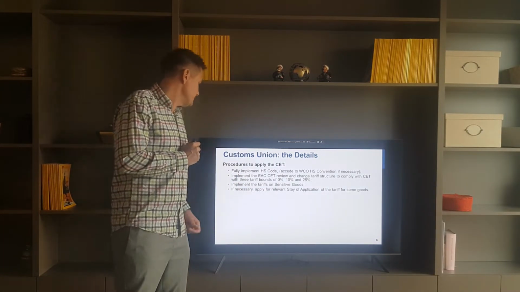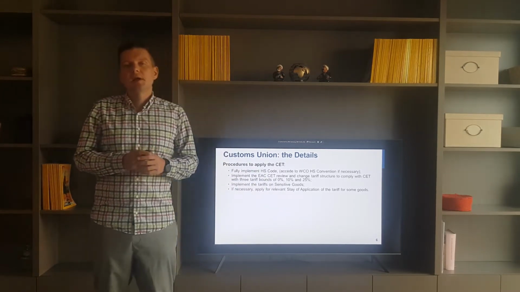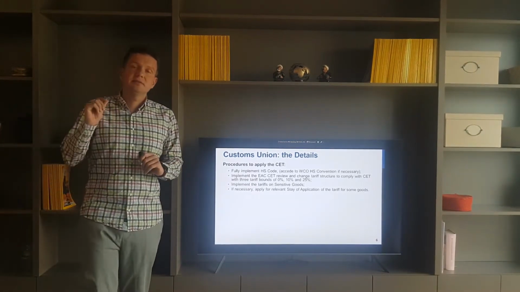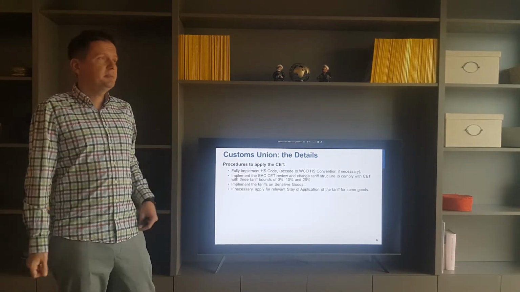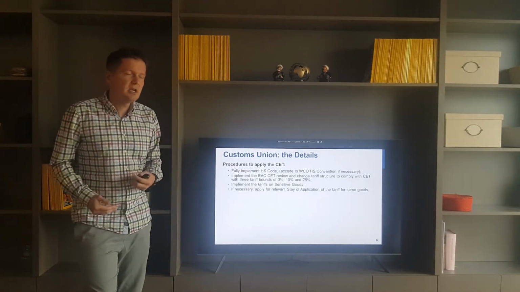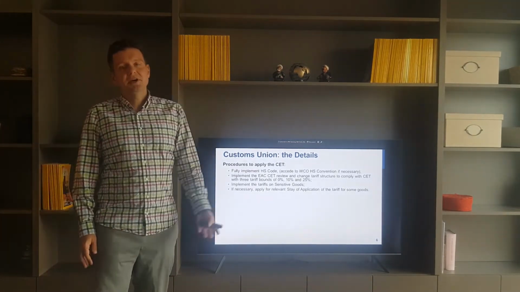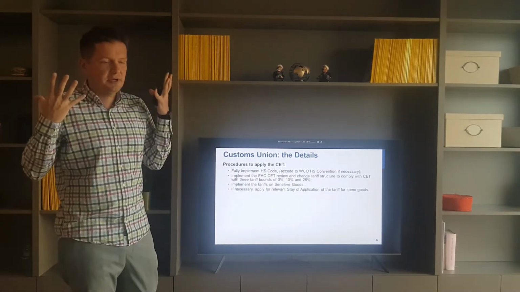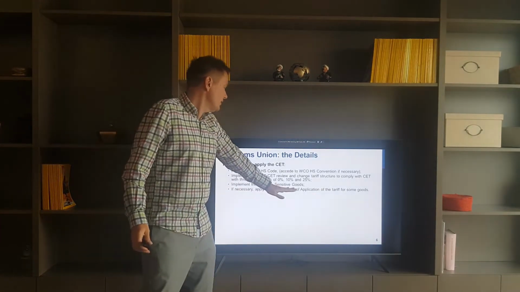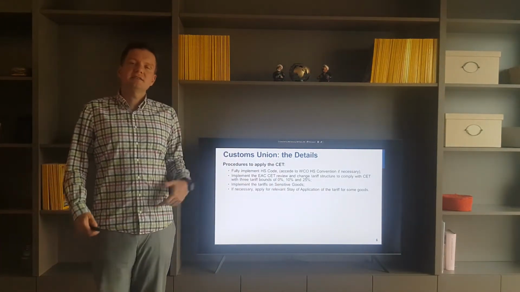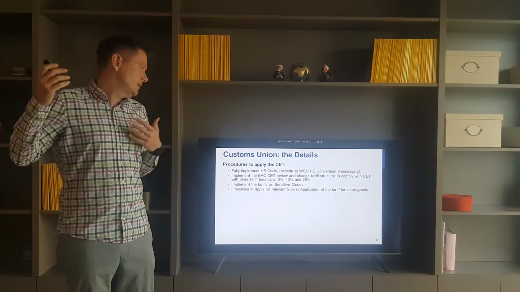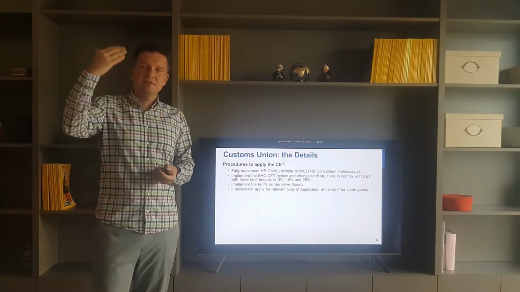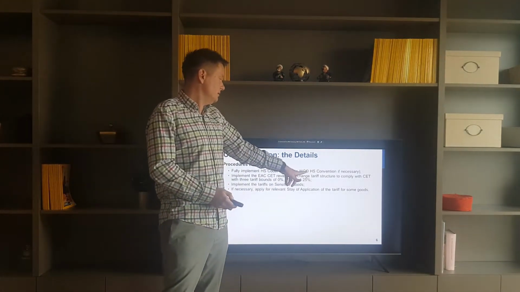Some other issues: implement a tariff on sensitive goods. This is very important. We discussed in detail that when you implement a customs union, and the pros and cons, some countries may need slightly different tariffs. What the East African Community does is every year there is a sensitive goods list. Sensitive goods are those that the East African Community as a whole agrees will have a tariff different from 0, 10 and 25%.